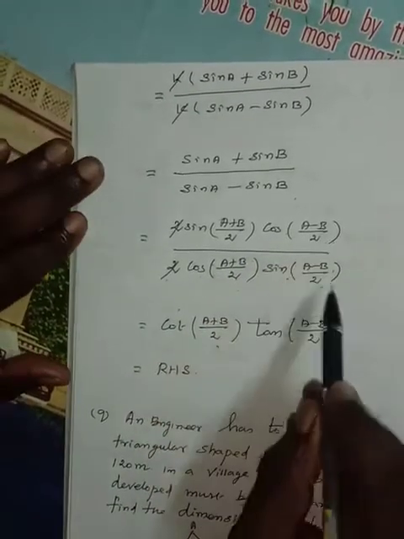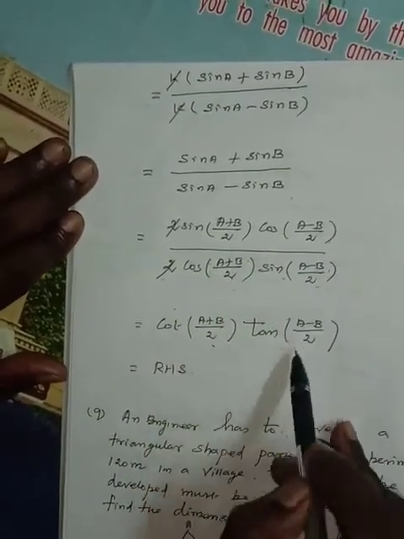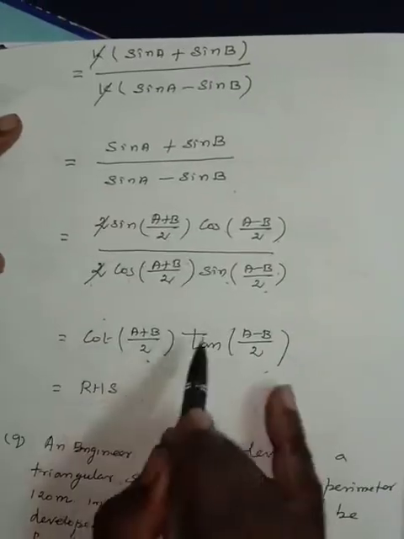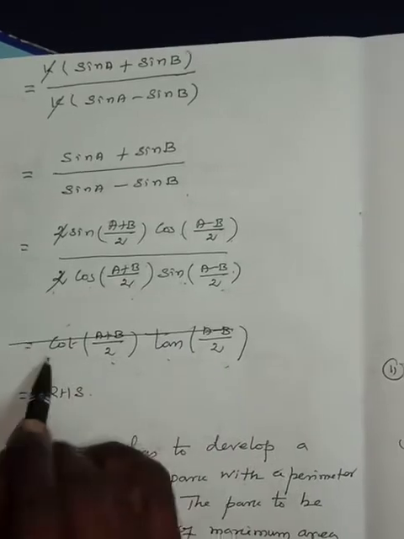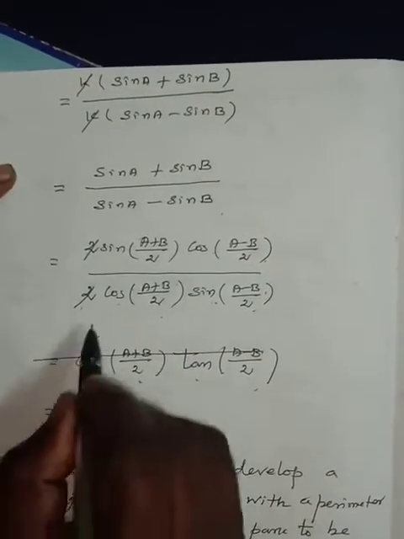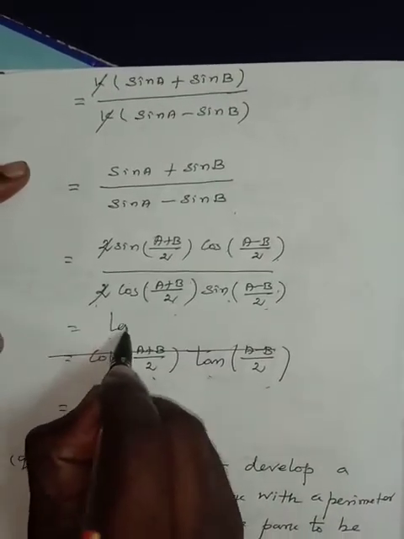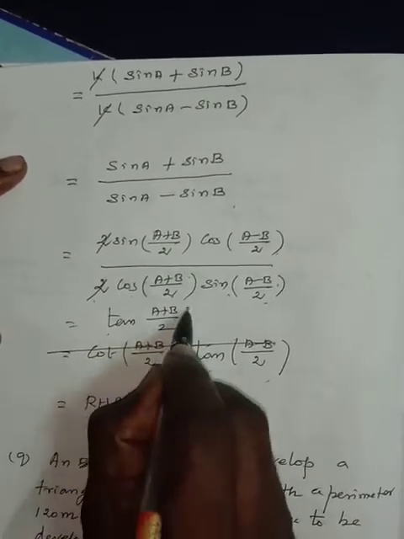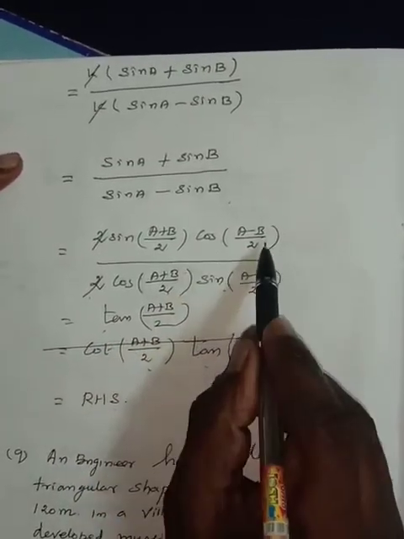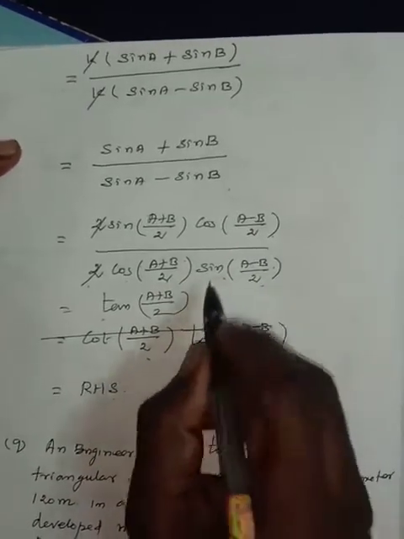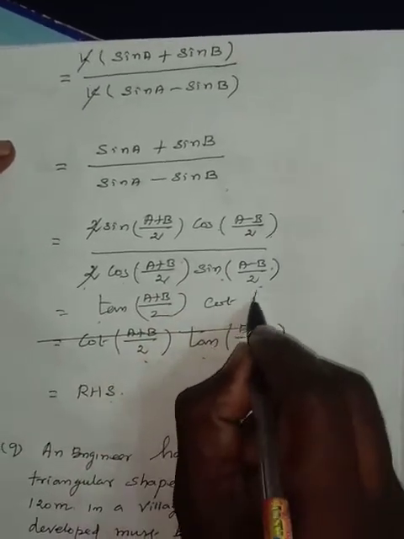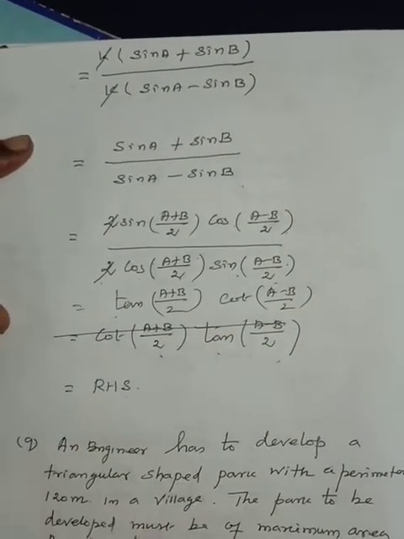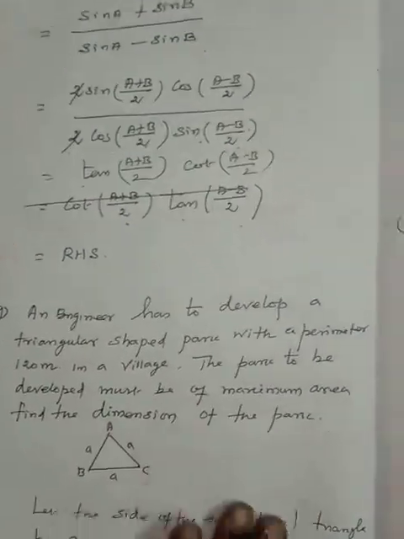Cos((A-B)/2) divided by sin((A-B)/2) is cot((A-B)/2), which is the RHS. The answer is simple. Next, sum number 9.